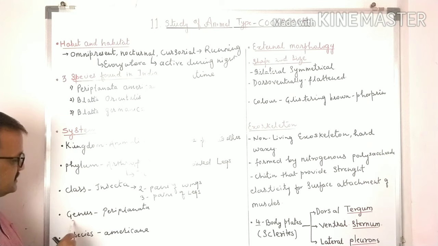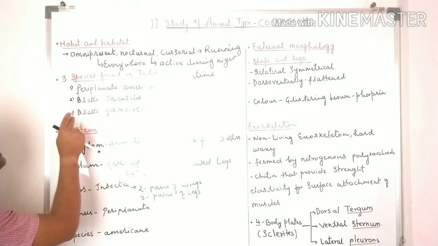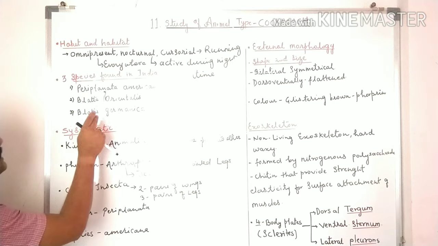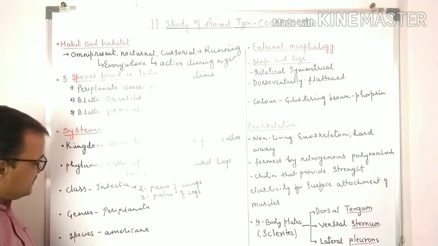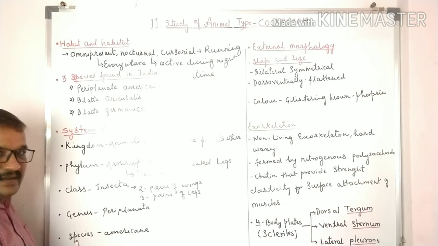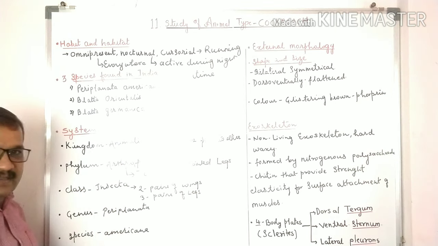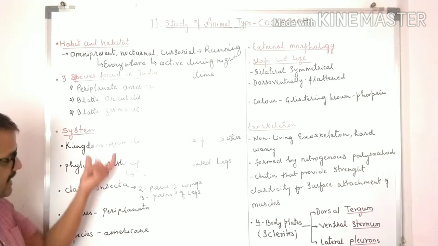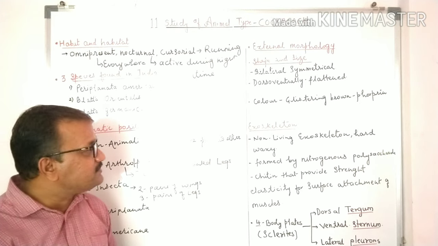Next one is what? Genus. And in which genus is this cockroach present? In Periplaneta. You have seen that this is the genus, Periplaneta, Blatta. Here we have written it. So the genus is Periplaneta, and the species which we have taken for systematic position is Americana. So this is the address of cockroach.